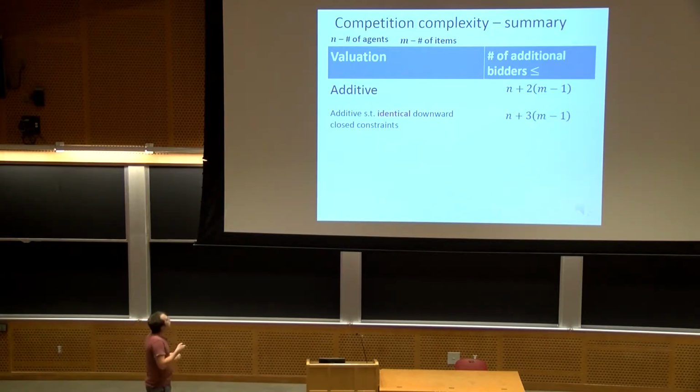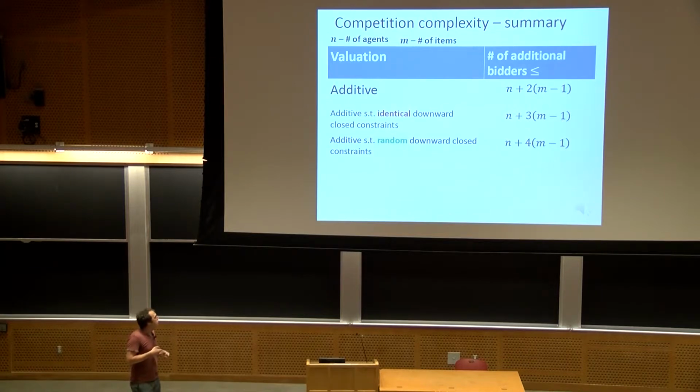If we look at the feasibility constraints, for instance, you can think about unit demand bidders. All bidders are unit demand. Then we need to add another m minus 1 to get more than the optimal mechanism.